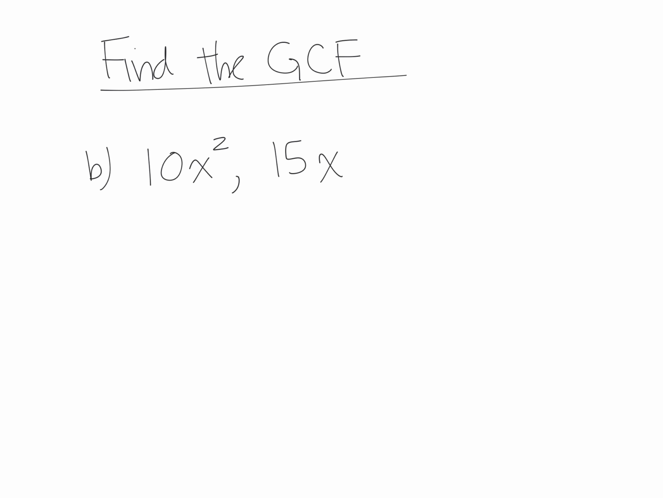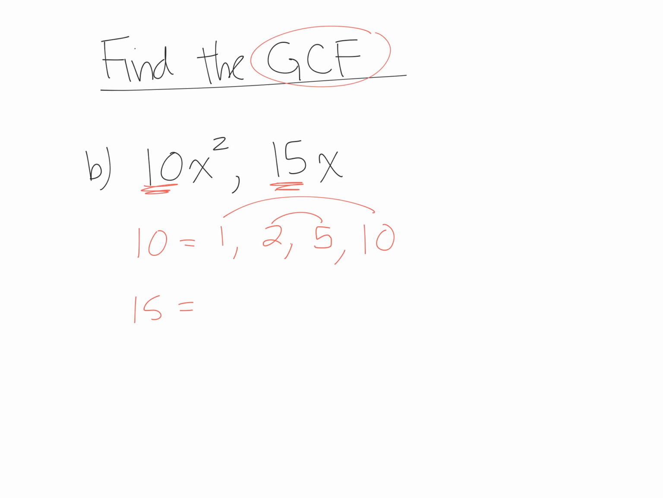Okay, so now I put a variable in the mix. First, let's look at the numbers, the coefficient. What is the greatest common factor, GCF, of 10 and 15? So I need you to write out numbers 10 and 15. Good, how did you get that? 1 times 10. Does 2 go into 10? 2 times 5. Does 3 go into 10? 4? 5. We already got 5.